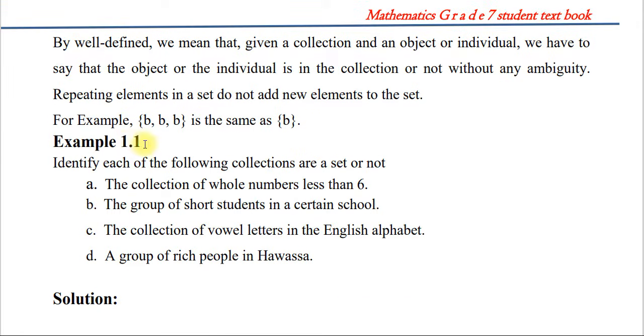Example 1.1. Look, identify each of the following collections as a set or not. አሁን ከዚህ በታች የተዘረዘሩ አራት የሚደርሱ ነገሮች አሉ። እነዚህ የተዘረዘሩ ነገሮች ሴት ናቸው አይደሉም ብላችሁ አይደንቲፋይ አድርጉ ወይም ለዩ ይለናል። A. The collection of whole numbers less than 6. B. The group of short students in a certain school. C. The collection of vowel letters in the English alphabet. D. A group of rich people in Hawassa.